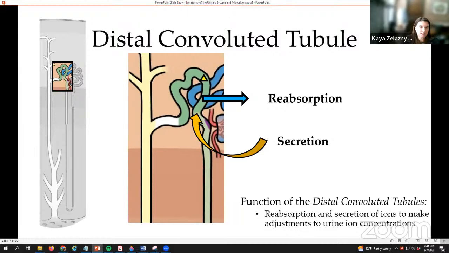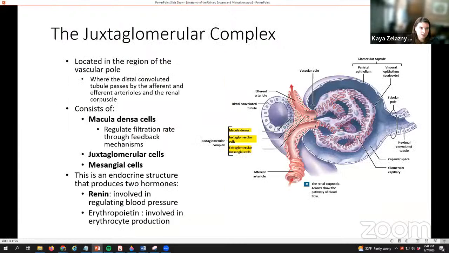This is called the juxtaglomerular complex. I'm going to orient you to what we're looking at here because the picture's a little different. Here we have the afferent arteriole coming in. We're moving through the glomerulus. This capillary bed here is the glomerulus. And going out through the efferent arteriole, right? So this structure was our renal corpuscle.